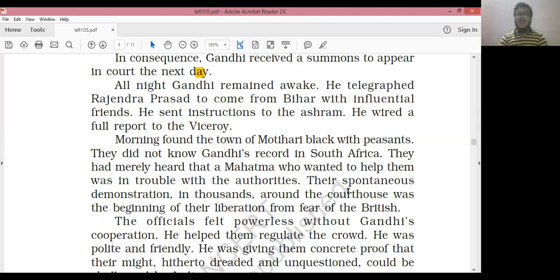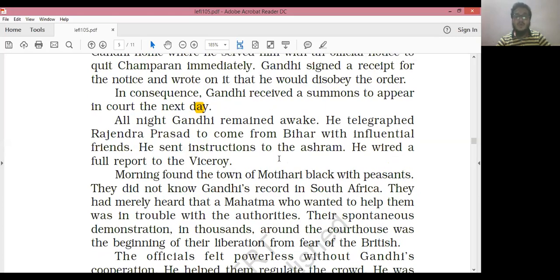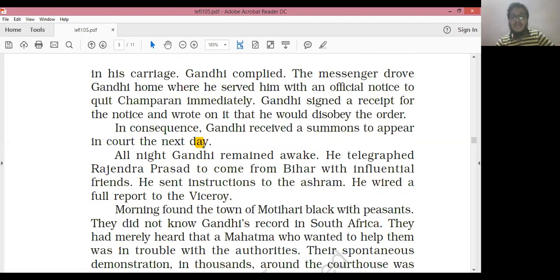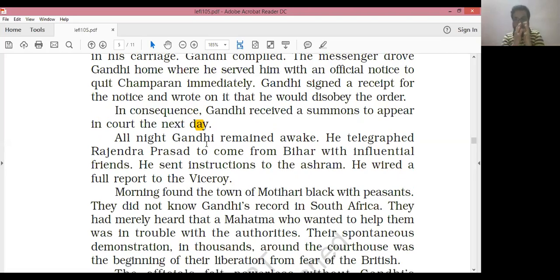Students, we have stopped in our last class here, where Gandhiji was summoned to appear in court the next day. Before proceeding from here, let me do a quick recapitulation and sum up what we have discussed in our last class.